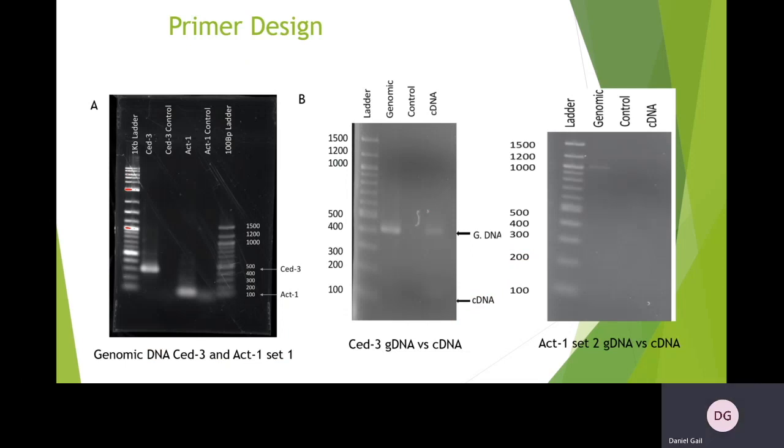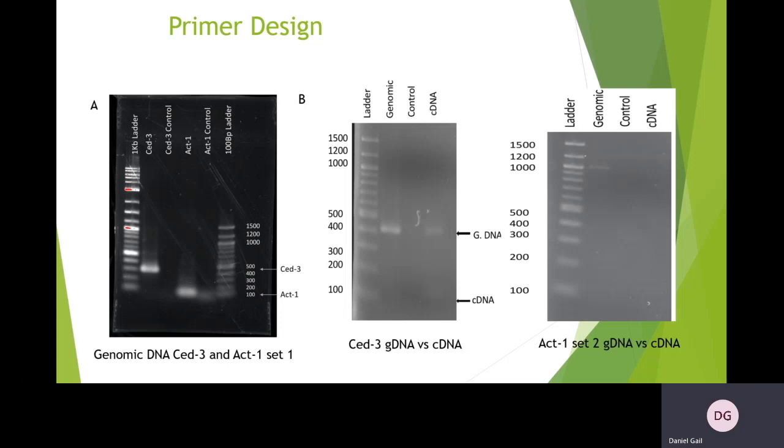The first thing I did during the independent study process was to design and test primers. First, I tested the primers with genomic DNA and found that SED3 amplified the genomic DNA with a band of about 400 bases. The first set of ACT1 primers amplified the genomic DNA at a band of about 100 bases. However, the primer did not span separate exons, so I had to design new primers so I could use them with complementary DNA.